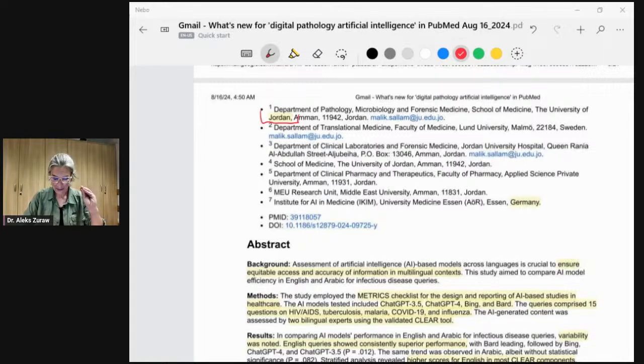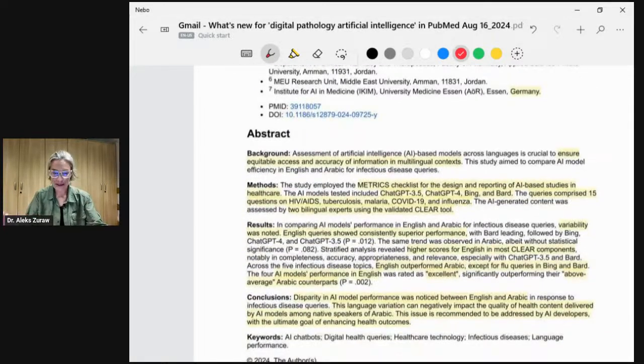So okay, why did they want to do it? I suspected why they wanted to do it. They say they want to check to ensure equitable access and accuracy of information in a multilingual context. So they're checking, is English as good as Arabic?